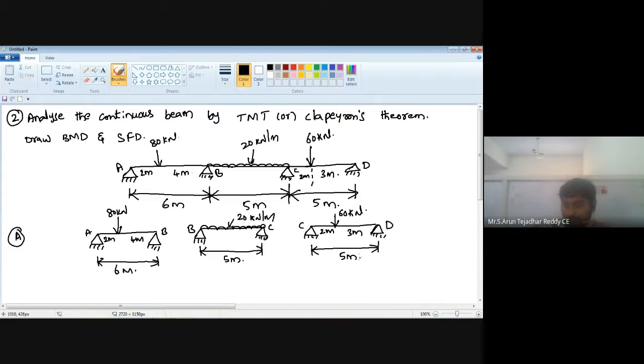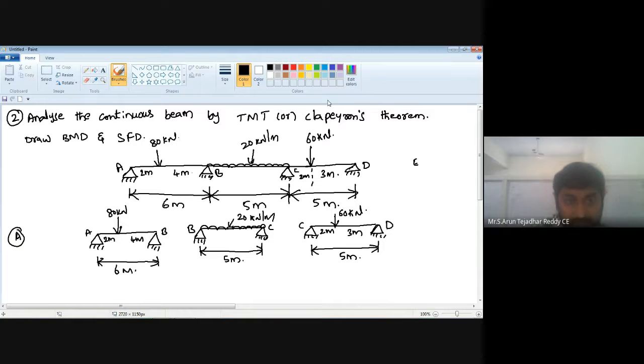PPT students, listen carefully to this problem. It is very important. You can take any type of continuous beam. What is the first step here? First of all, draw the free body diagram, that is, split the given beam. First A to B, after that B to C, after that C to D. Suppose if we have a point E here, then we can draw the free body diagram of D to E also.